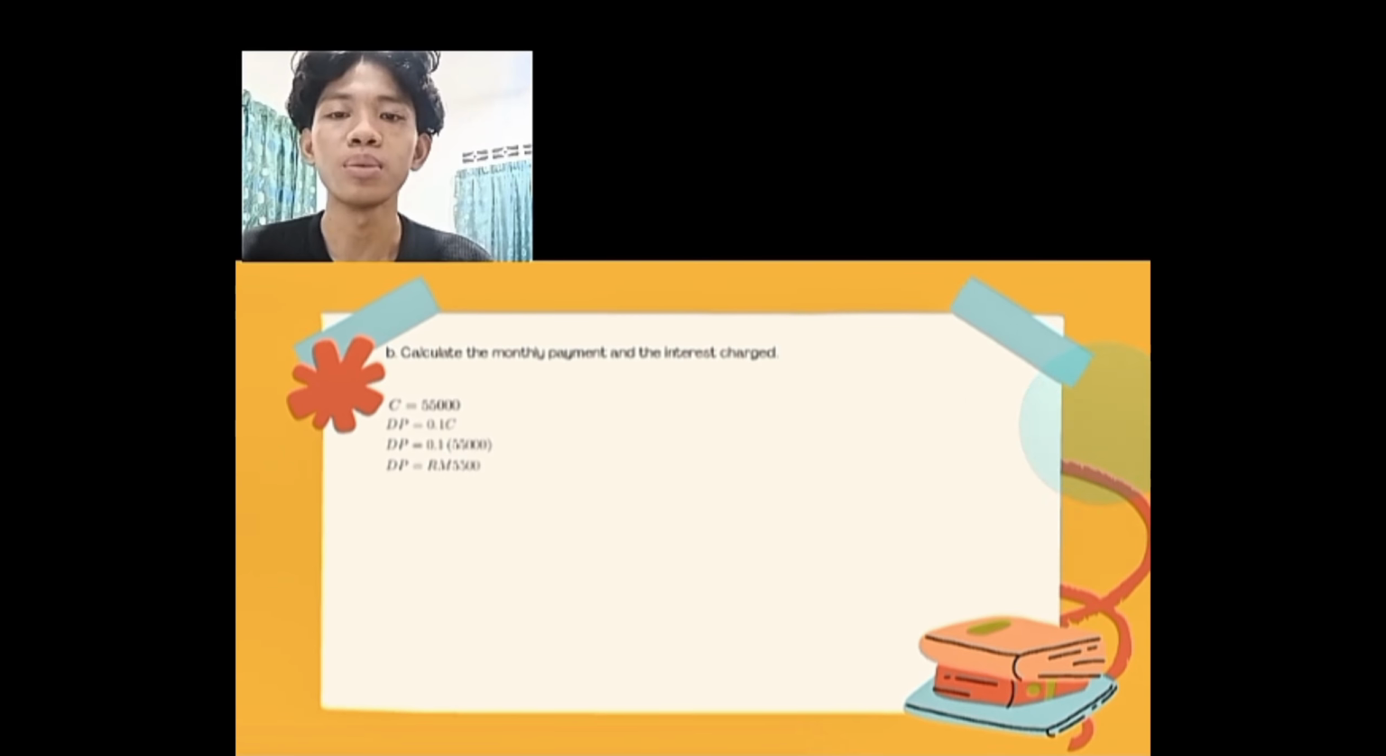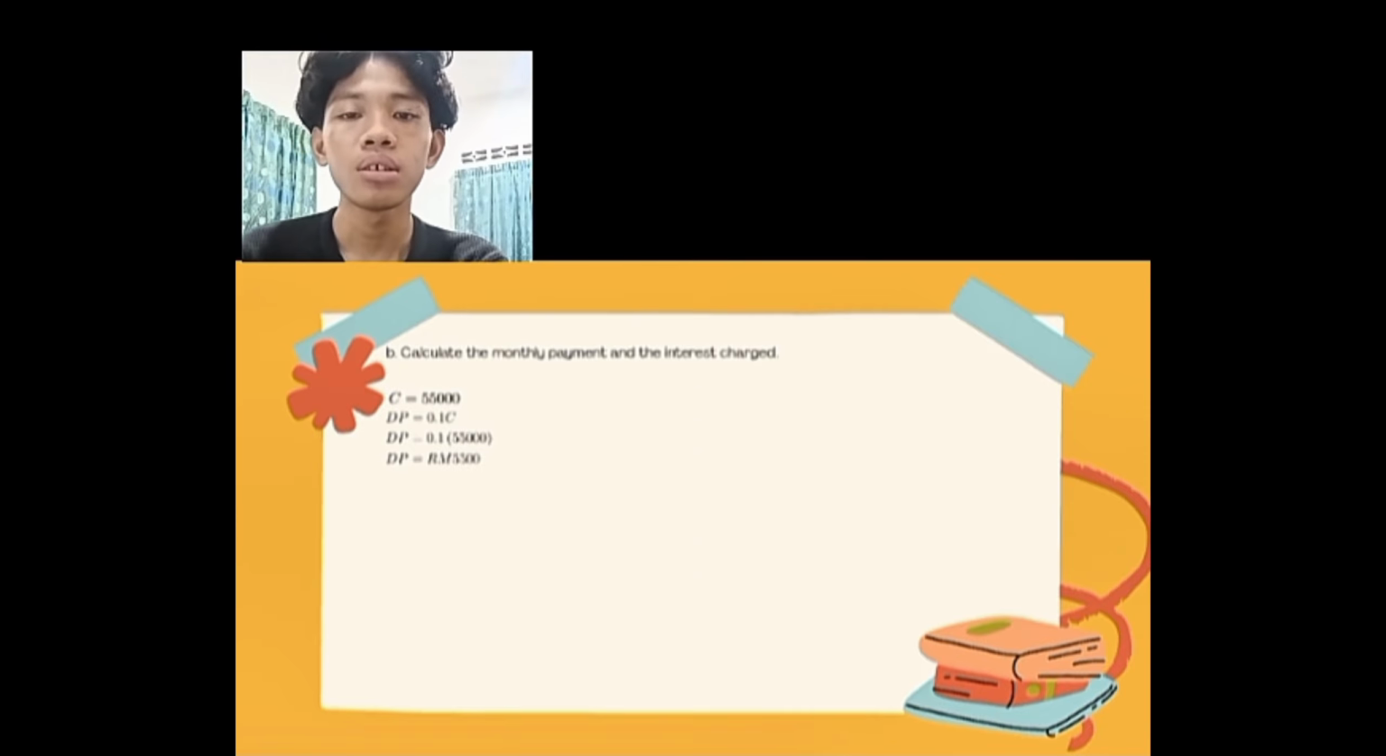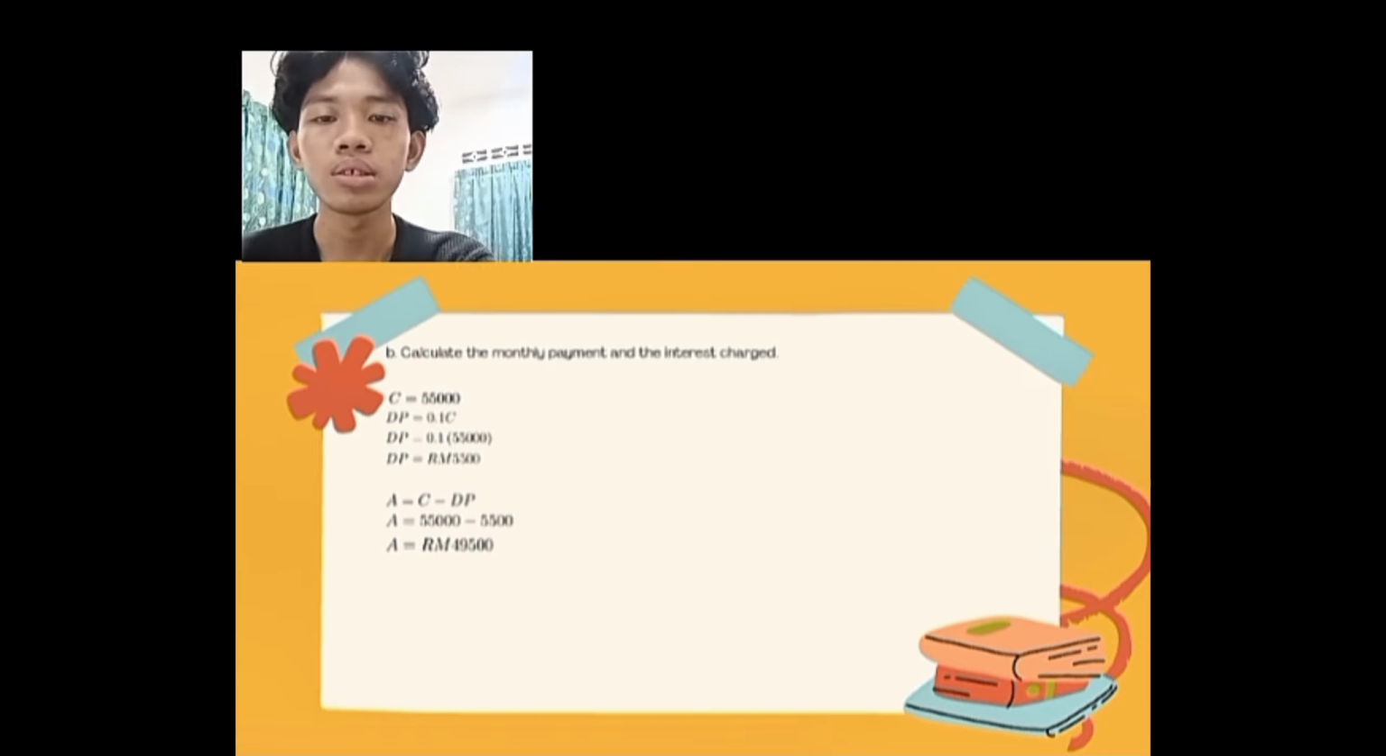Question B, calculate the monthly payment and interest charge. The cash price of the car is 55,000 ringgit and the down payment is 10%. First, calculate the down payment. DP equals 0.1 multiplied by 55,000 ringgit. We get DP is 5,500 ringgit. Next, calculate the loan amount. A equals 55,000 ringgit minus 5,500. We get A is RM 49,500.